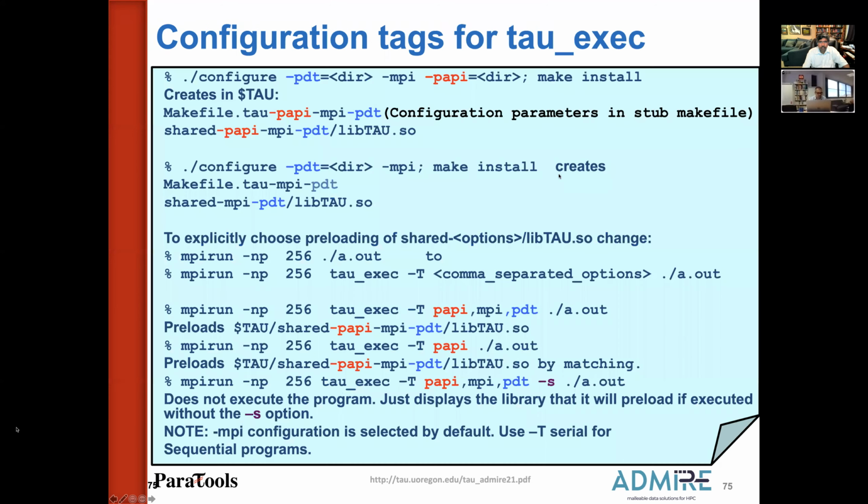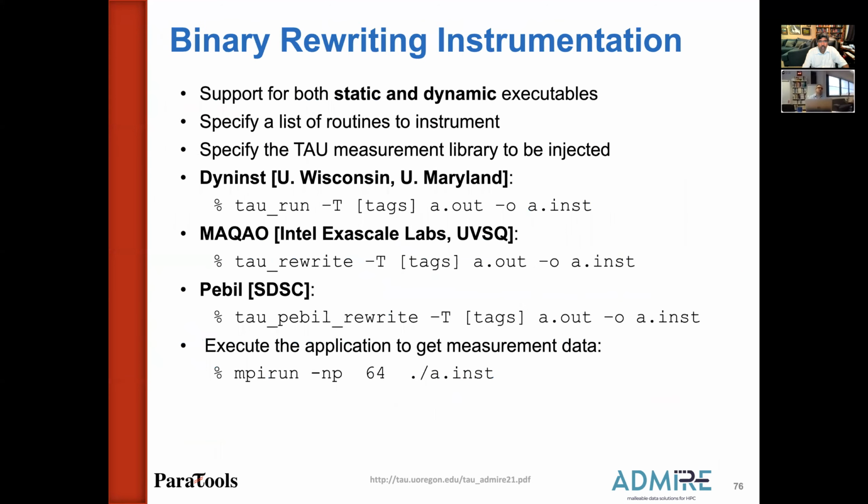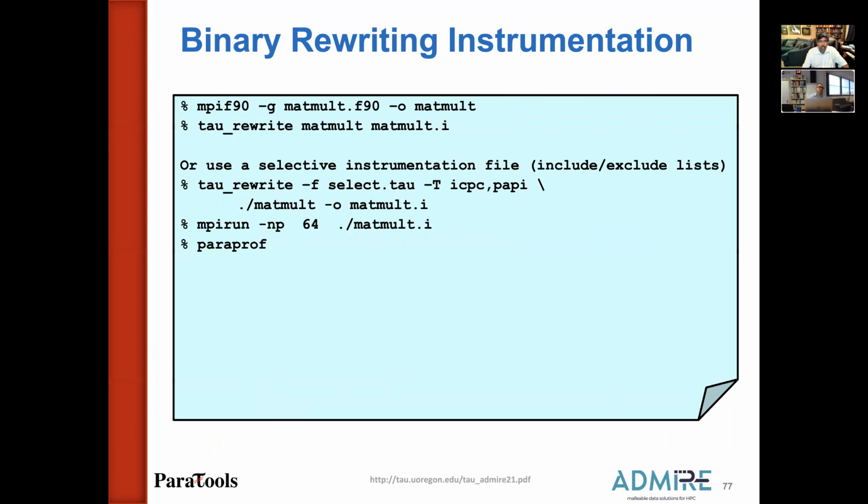Okay. So this is a very important slide. It tells you how you can pick the tags in the configuration of tau. And the same tags are used for other tools for binary rewriting as well, with a filter file specified like this.